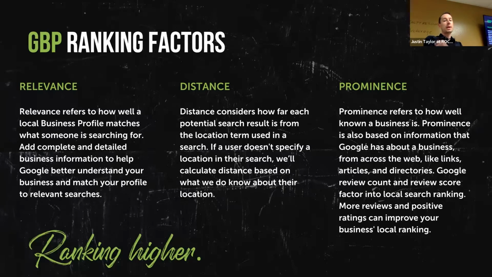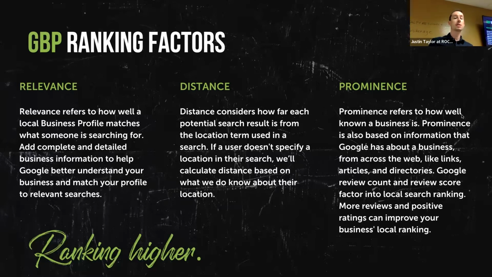So we're going to talk about a few ranking factors. Google business profiles have 3 ranking factors, okay? Relevance, distance, and prominence. So we're just going to go through these real quick. Relevance refers to how well a local business profile matches what someone is searching for, right? So if someone's searching for a real estate agent in Las Vegas, they're going to match that to hopefully what your profile says. Just like if we do food near me or plumber in Las Vegas, anything like that, if it's relevant based on that information, then it will show up at the top. Add complete and detailed business information to help Google better understand your business and match your profile to relevant searches.